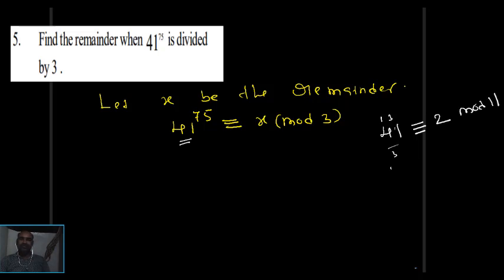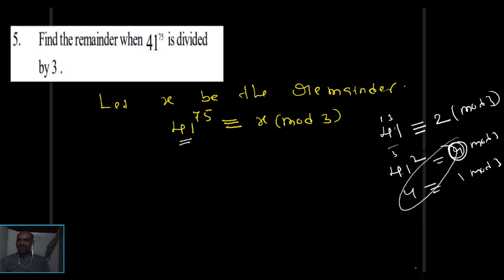Okay, 41 square. No need to find 41 square directly; 41 square means 2 square only. Raising power 2, 4 modulo 3. 4 modulo 3 means what? I can write 4 is congruent to 1 modulo 3. So from this, directly I can say 41 square is congruent to 1 modulo 3.